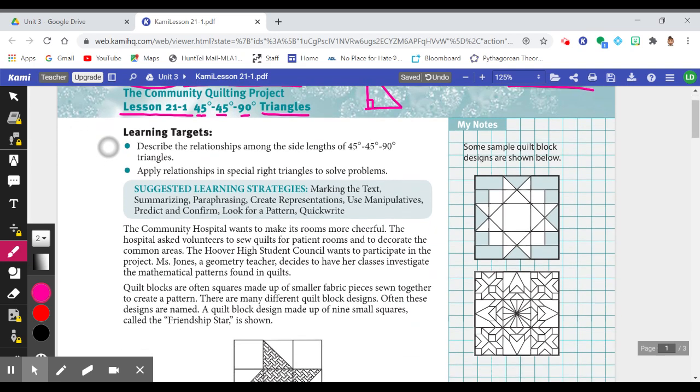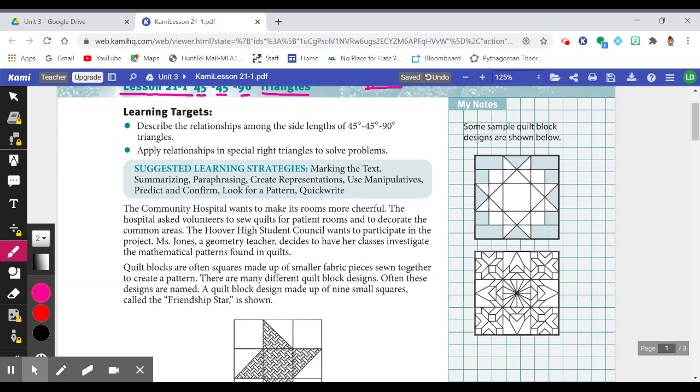So let's take a look at our learning targets. Our first learning target, we are going to describe the relationships among the side lengths of a 45-45-90 triangle. There's some special relationships that always occur, and we've been studying similar triangles. So if any triangle has angle measures 45, 45, and 90, there's some relationship we can establish that all 45-45-90 triangles will have because, right, angle similarity.